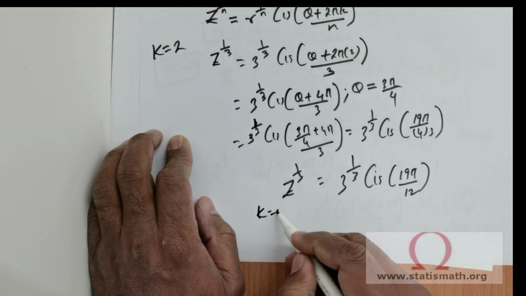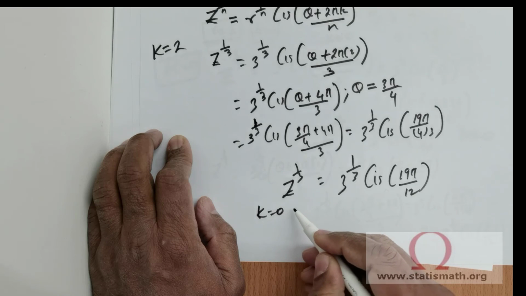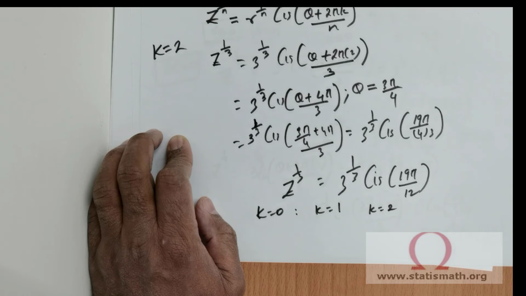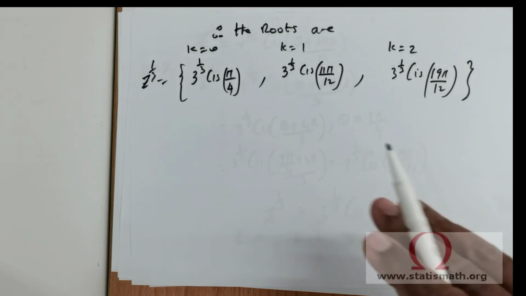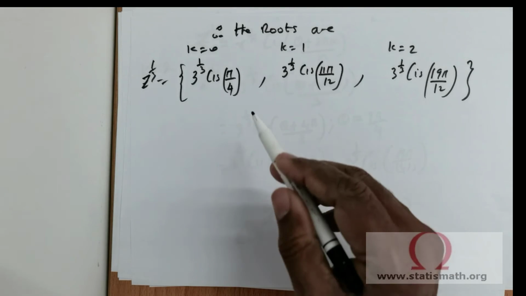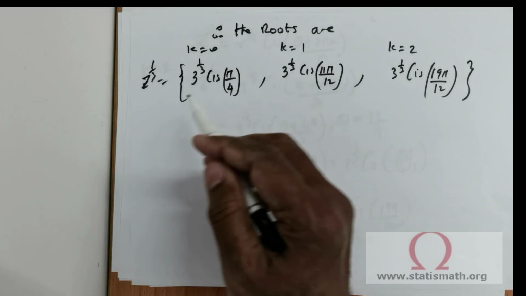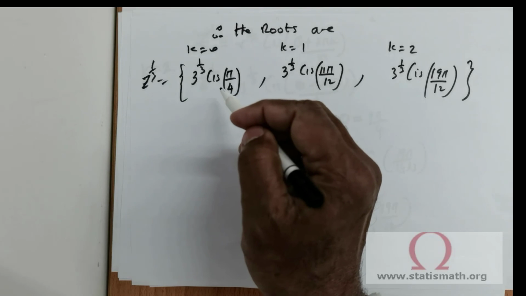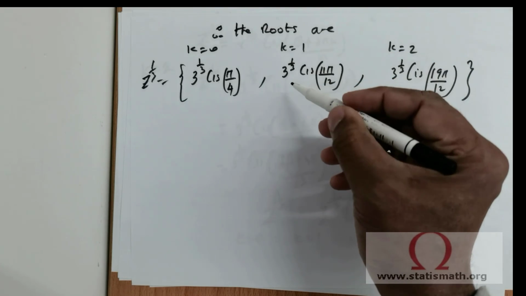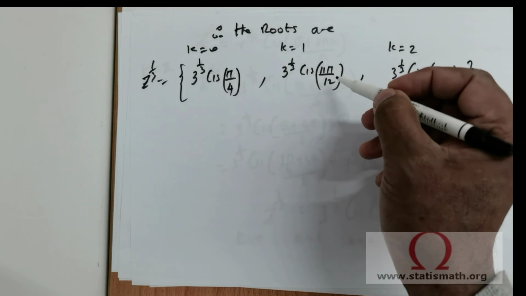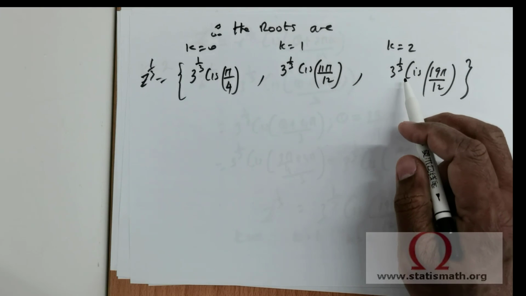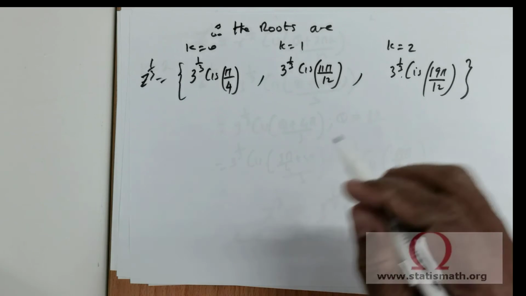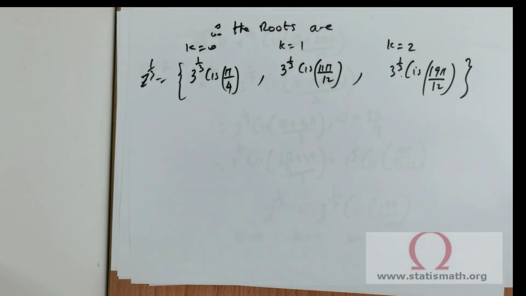For k is equal to 0, I have produced the root, k is equal to 1 and k is equal to 2. So finally we can just sum up the roots that we've got. Therefore the roots are, for k is equal to 0, I'm getting 3 raised to the power 1 over 3 cis of pi over 4. K is equal to 1, 3 raised to the power 1 over 3 cis of 11 pi over 12. And k is equal to 2, 3 raised to the power 1 over 3 cis of 19 pi divided by 12. So these are the three roots.